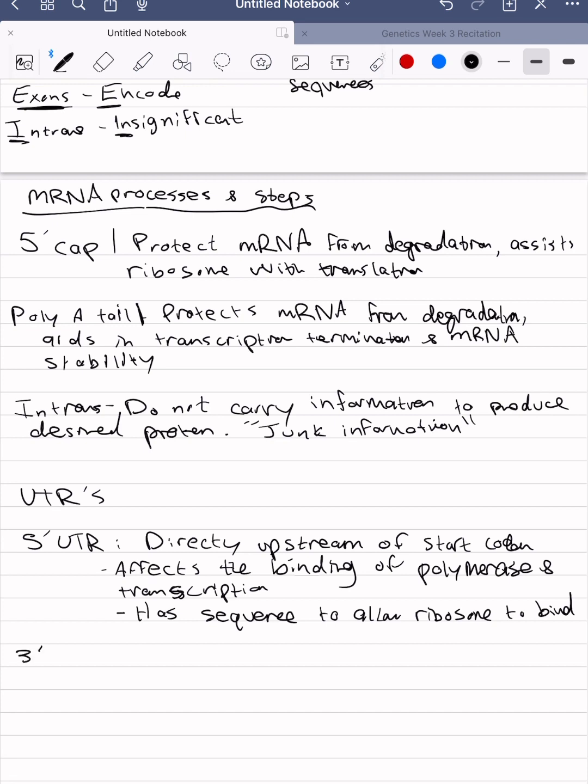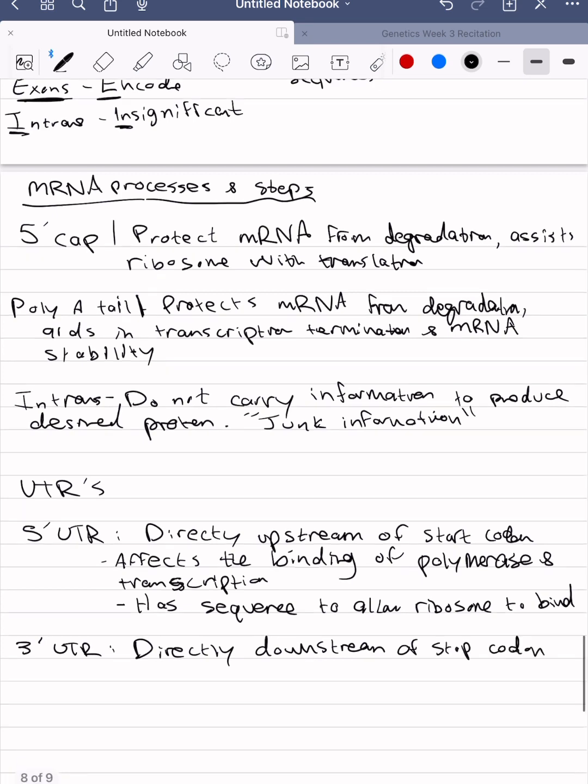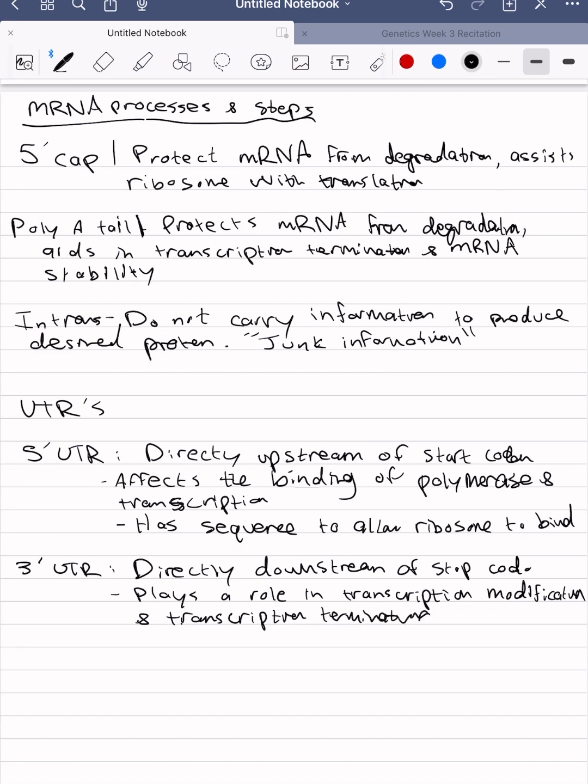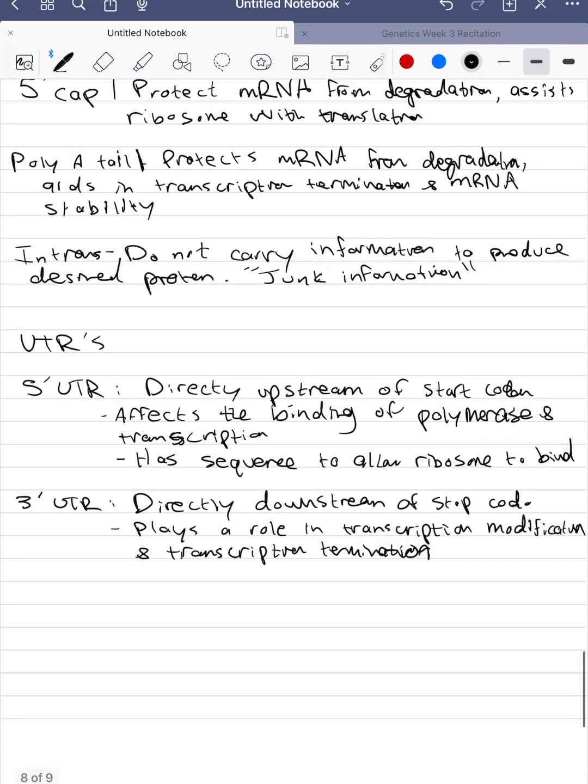Now the 3' untranslated region is directly downstream from the stop codon, and that plays a role in transcription termination and post-transcription modification. It also aids in mRNA stability.